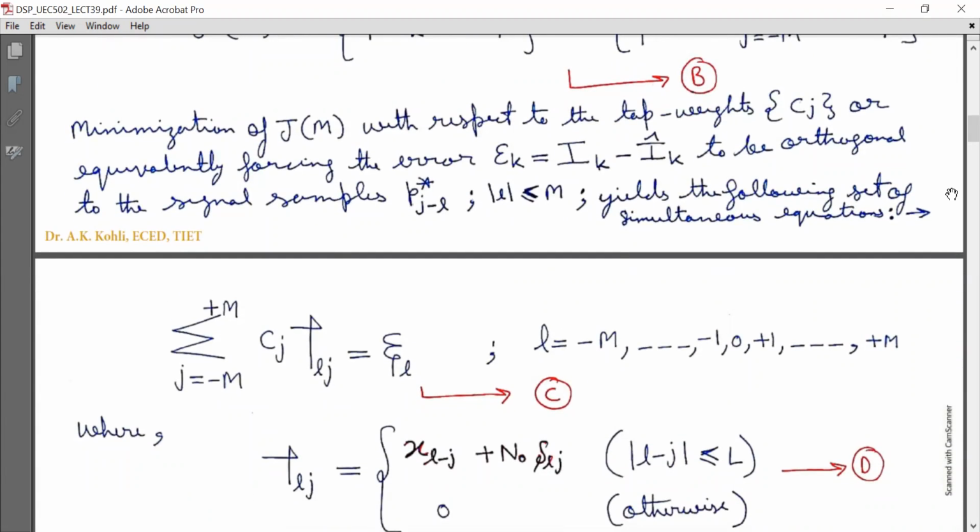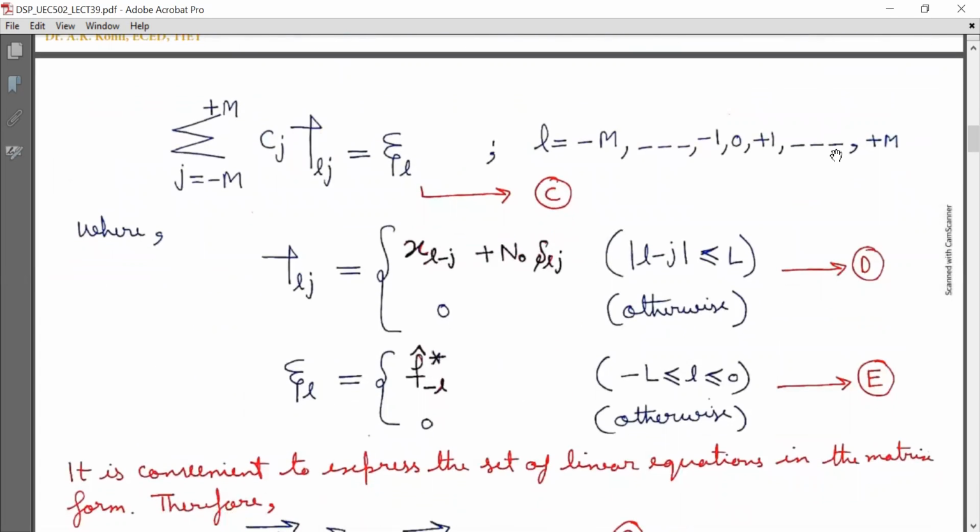Minimization of J bracket M with respect to the tap weights cj, or equivalently forcing the error e k equal to I k minus I cap k to be orthogonal to the signal samples p conjugate j minus L for magnitude L less than or equal to M, yields the following set of simultaneous equations: summation j running from minus M to M of cj tau Lj is equal to xi L. That is equation C.